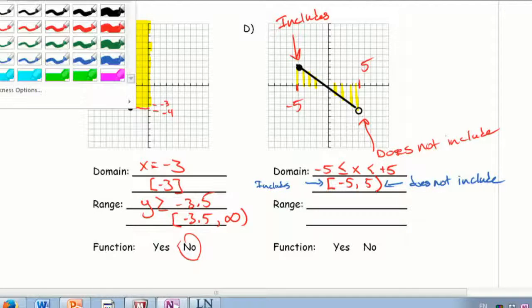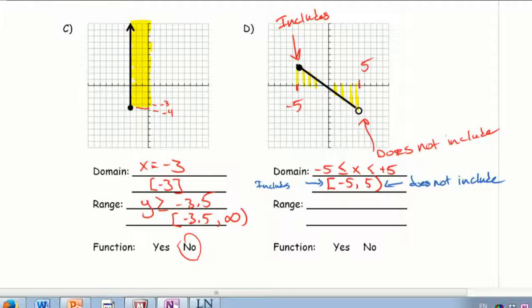Let's see if I can get another highlighter here. My y values are going to be everything along here. So these are all the y values I'm including. So what do my y values look like? What is the largest y value I'm using? My largest y value is 1, 2, 3. That's 3 up there. My smallest y value is negative 4.